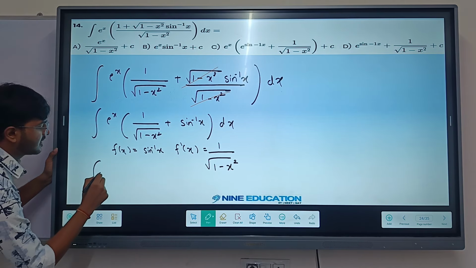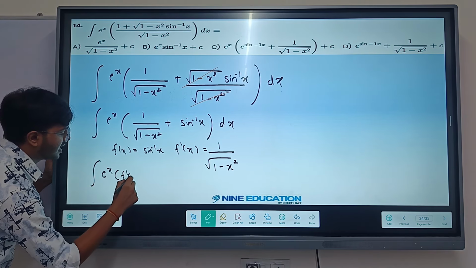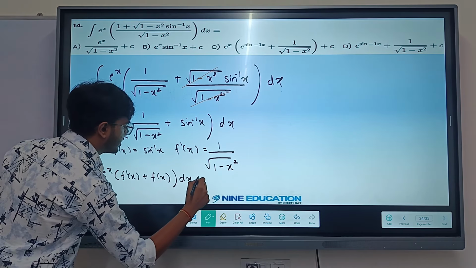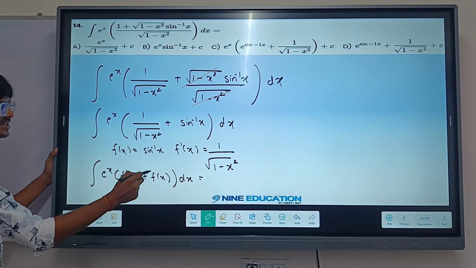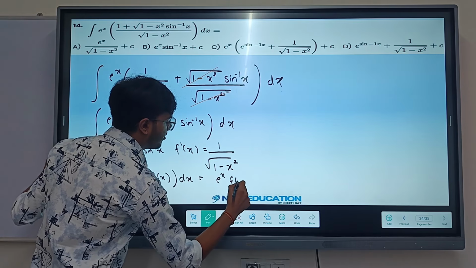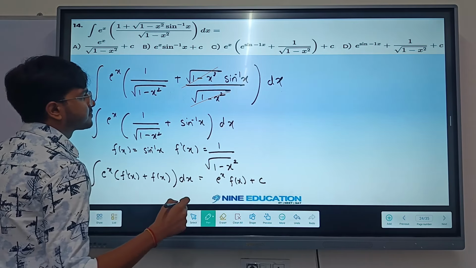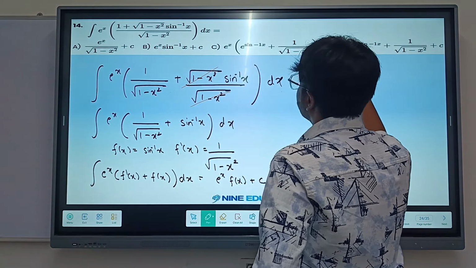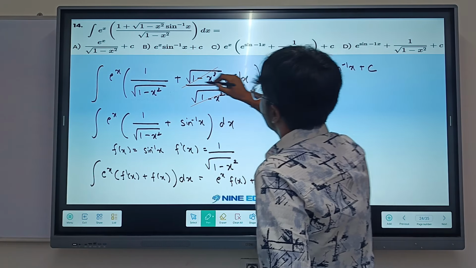So what will I have? Integration e power x into f dash x plus f of x, and this is known already. Integration of e power x into f dash x plus f of x is e power x f of x plus c. So it will be directly e power x sine inverse x plus c, option B.